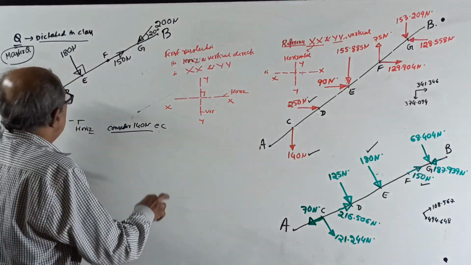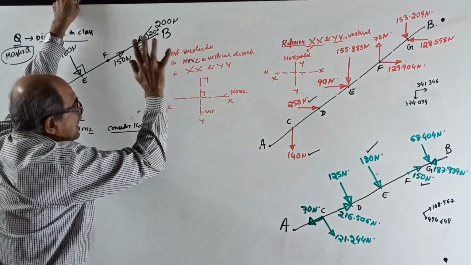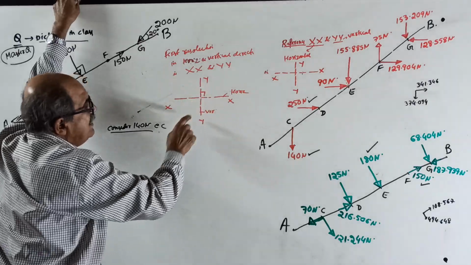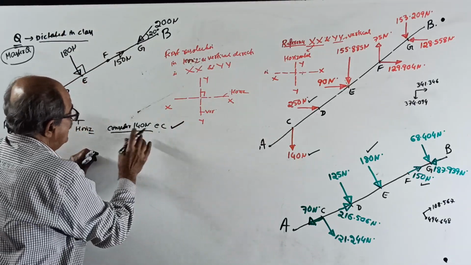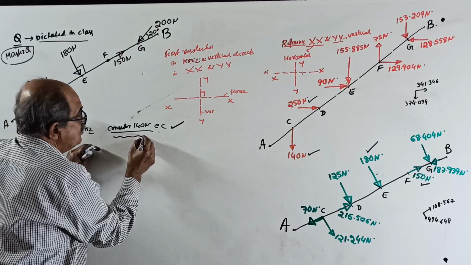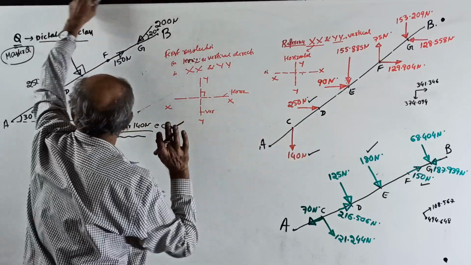So when you want to resolve along xx and yy, if any force is directly given along xx, yy, no resolution, direct answer, right here. Directly over. Don't write here. No resolution. So later at C, directly 140 entered.